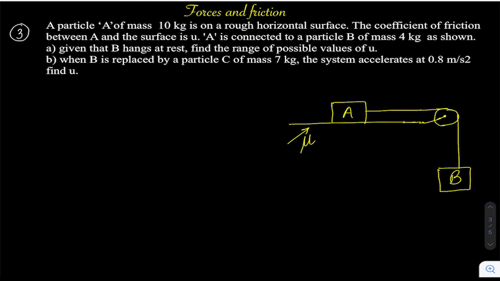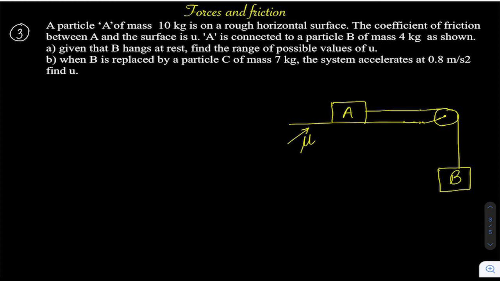So this is our first question. A particle of mass 10 kg is on a horizontal rough surface. The coefficient of friction between A and surface is mu. A is connected to particle B as shown. Given that B hangs at rest, find the range of possible values of mu.